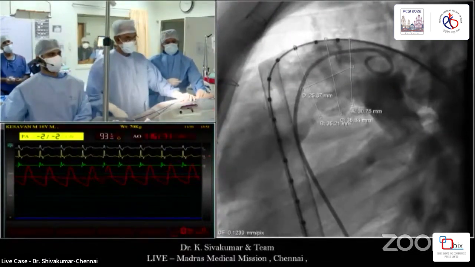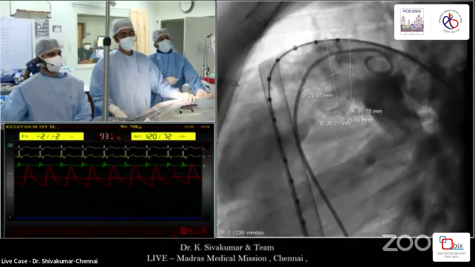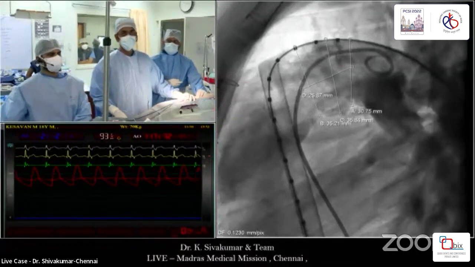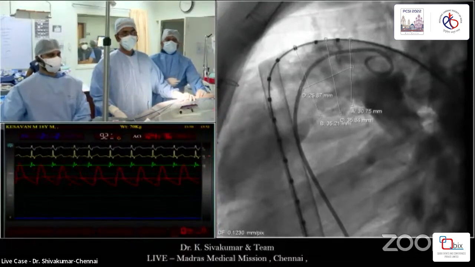Are the pictures clear for you on Zoom, Varakan? I think Varakan is probably he's lost contact.